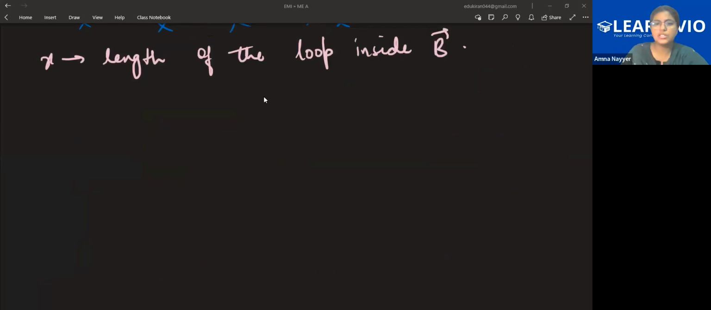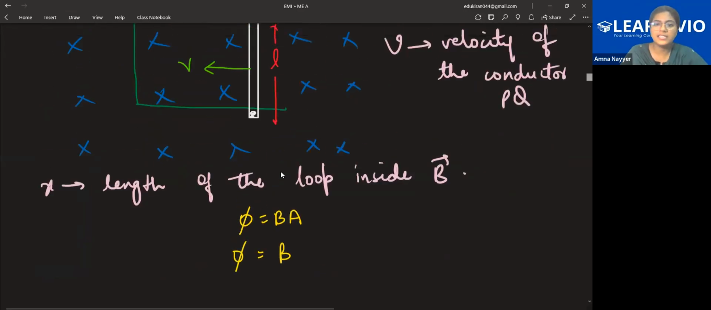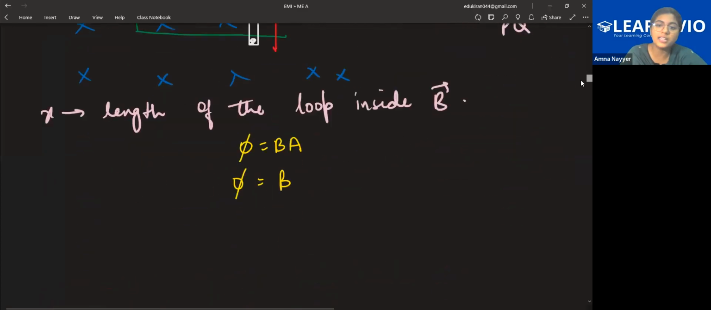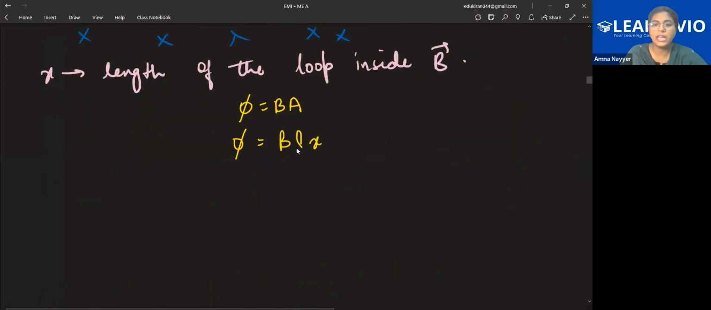Okay. See, how will we start this derivation? You know the formula of flux. It is BA. So flux is BA, and this area can be written as, now see, this is L, this is x. So what is the area covered by the rod? It is L into x.